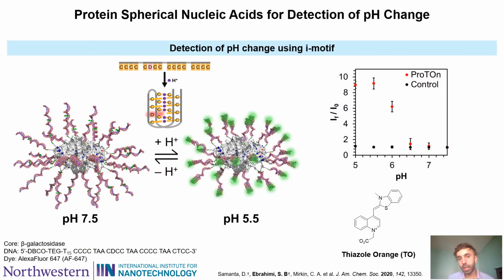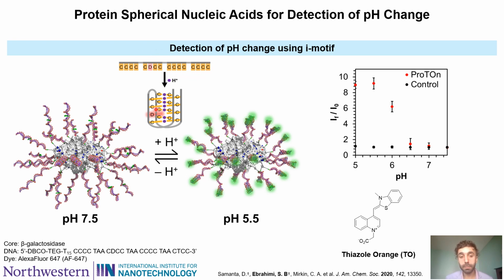As a model target of biological significance, we'll talk about pH, implicated in various cancers and neurological disorders. It turns out that certain sequences of cytosine-rich DNA are able to adopt this tetraplex-like structure at low pH called the i-motif due to hydrogen ions bridging cytosines into cytosine-cytosine-like base pairs. So you can imagine, in this conformation, if D is the dye, it is free to rotate.